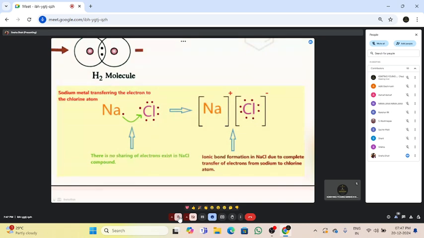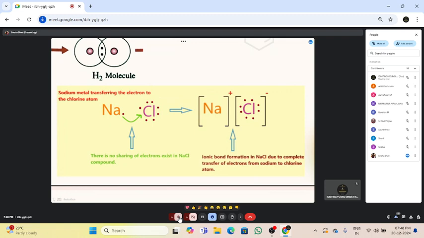When sodium loses one electron, what is the configuration of sodium? 2, 8, 1. So it is losing one electron. What is the number of orbits left? Only 2 orbits, and there are 8 electrons in the outermost orbit. So it will become stable. And chlorine, the electronic configuration of chlorine is 2, 8, 7, because it has in total 17 electrons. It is also unstable because the outermost orbit has only 7 electrons while it needs 8 to complete the octet.